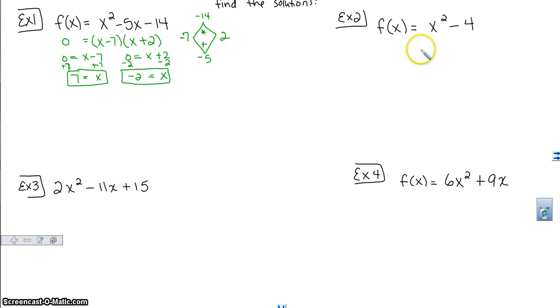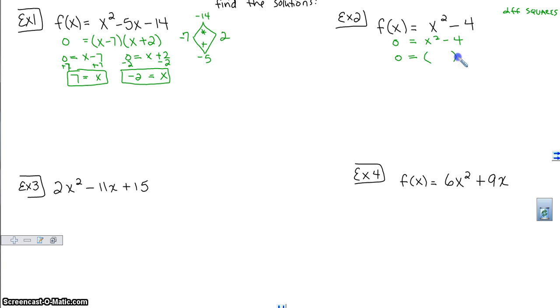Alright, the second example, we have 2 terms. Okay, so if we look at each term, they are both perfect squares. And it has a subtraction symbol, so we have a difference of 2 squares here. So we can factor this or we can use the square root property. For the sake of this particular example, I'm just going to go ahead and factor this. You could use the square root property by adding 4 to both sides and then square rooting, whichever you would prefer.